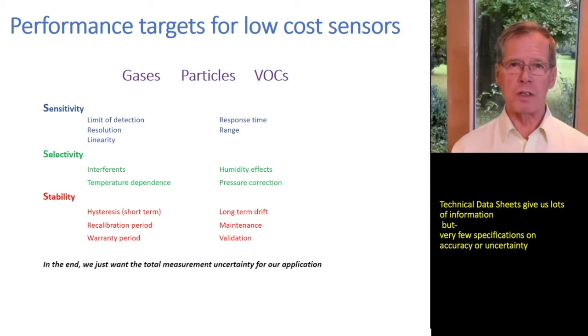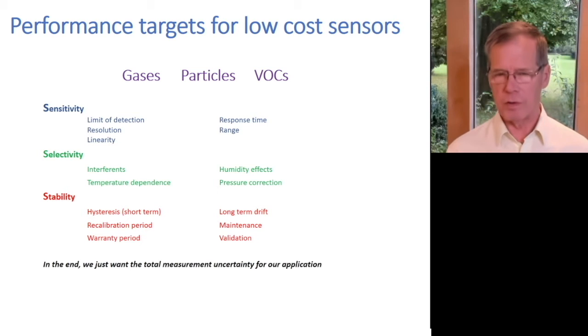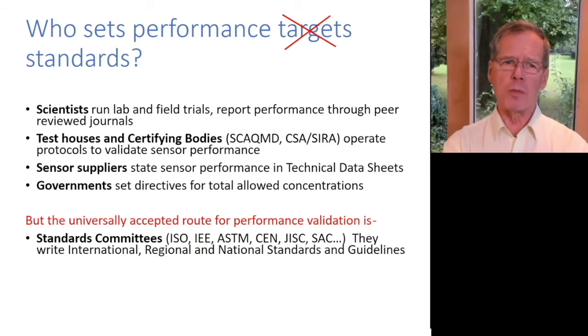And the last one is your long-term and short-term stability. Hysteresis for short-term, long-term drift over months. And that helps you to define your recalibration period, the marketing-defined warranty period, your maintenance and your validation. So sensitivity, selectivity, and stability. In the end, we just want the total measurement uncertainty. But it's not easy to come up with a simple number for different sections of different communities. So how do we go about setting performance targets?